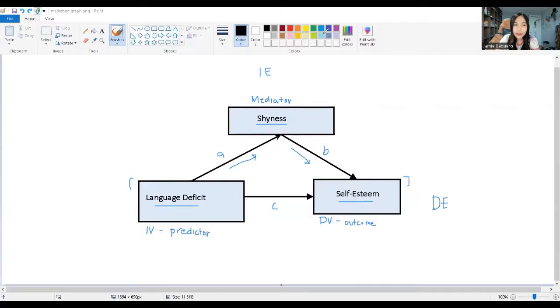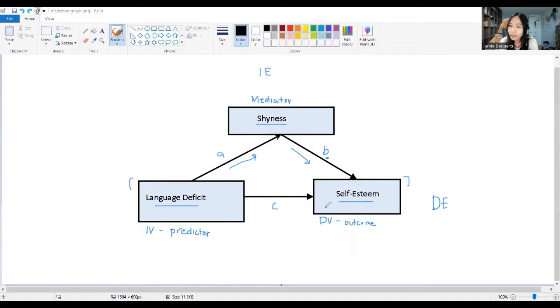So next, we have to explain the testing mediation. So each of these can be used as a simple regression. So in path A, we can confirm that language deficit causes shyness. So we can use it as a simple regression since we only have 2 variables presented. On the other hand, we have here the path B, wherein we can confirm that shyness causes self-esteem.